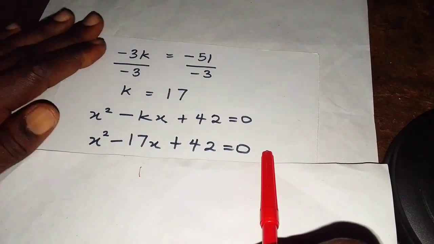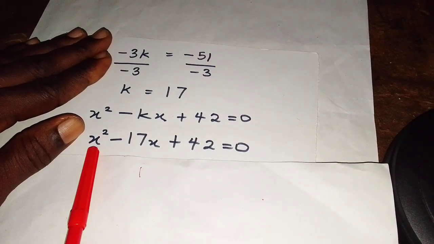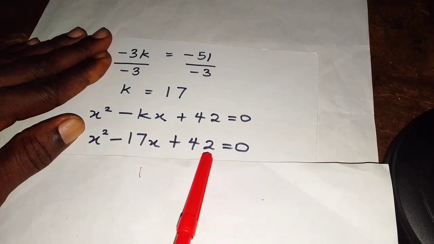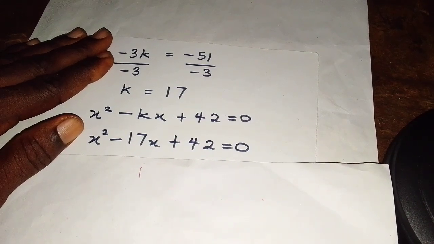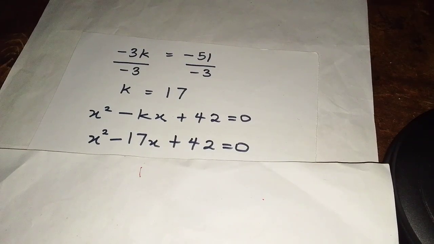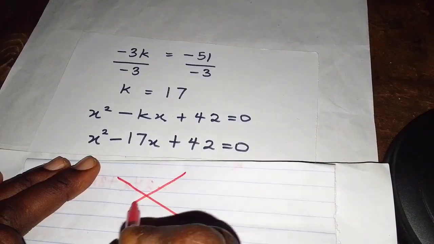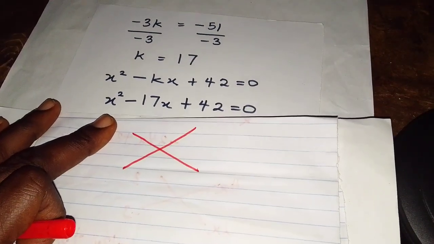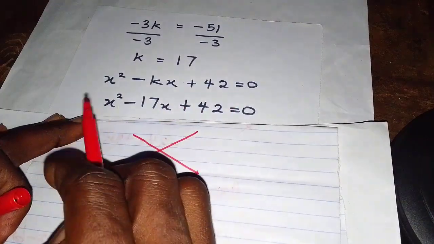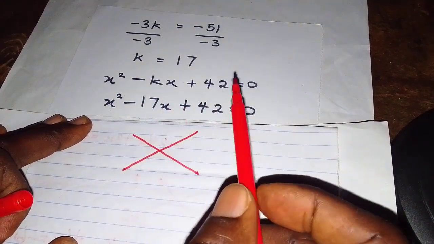Normally in a quadratic equation you have two roots. So that means we are now going to use x squared minus 17x plus 42 is equal to 0. We need to solve for x now. So you are going to use the factorization method to solve this. So let's try it. You cross your line. What you are having here should be the product. In the middle you have the sum.